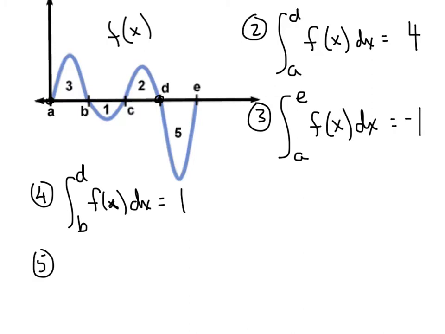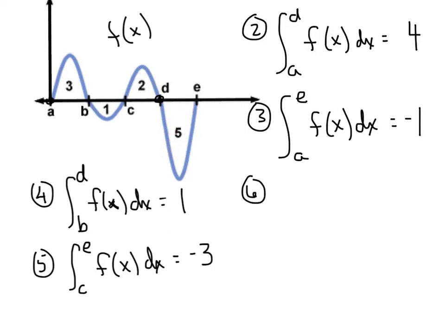What if I wanted to go from C to E? Lower bound C, upper bound E. Our net area is going to be -3, just because we do have a +2 plus the -5, a net area of -3.